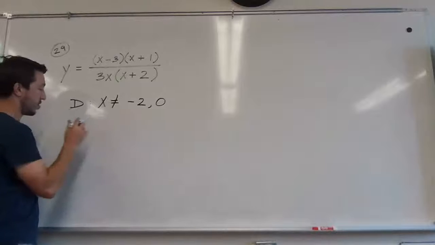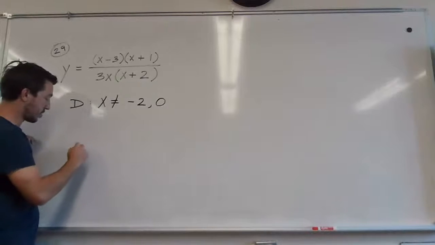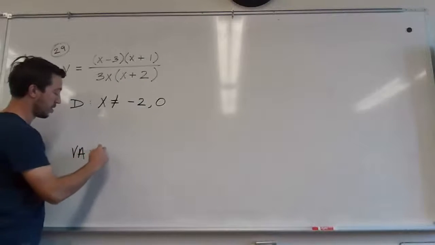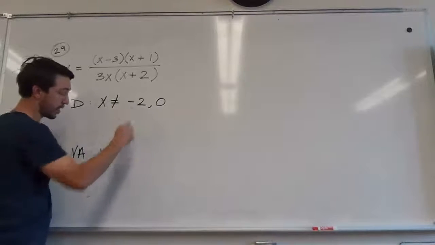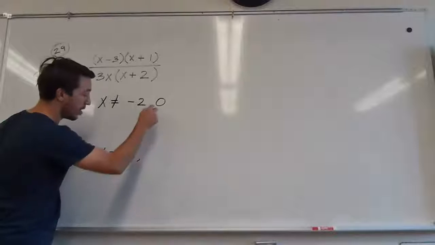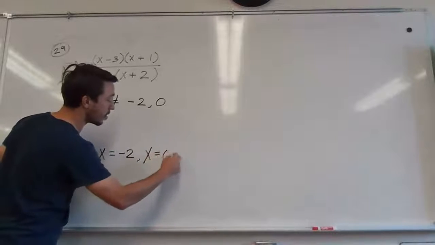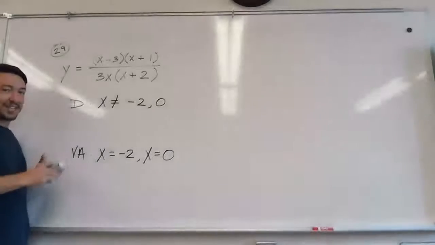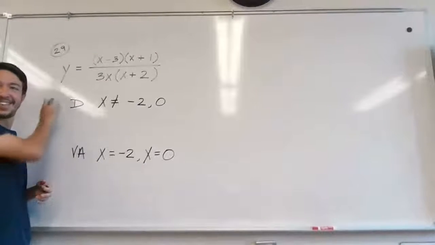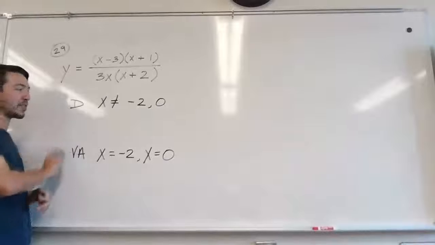That leads us to the vertical asymptotes. So there's going to be an x equals -2 vertical asymptote and an x equals 0 vertical asymptote. No one's got any questions on how we're going from here to here, right? Hopefully not. Pretty direct road there.